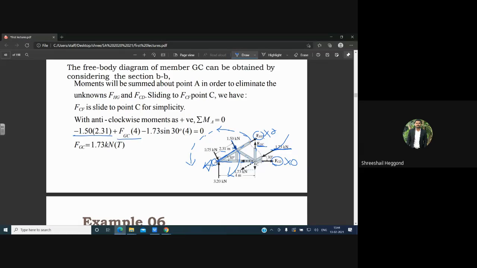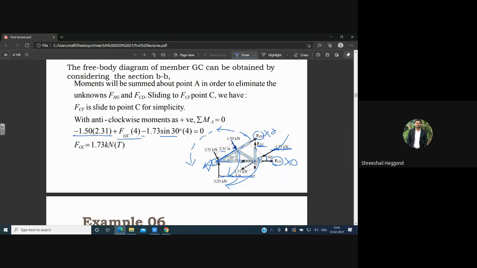FGC into perpendicular distance, which is given as 4 meters, and minus 1.73 kilonewton, which is already calculated in the previous step, into angle of inclination 30. Therefore, it is sin 30 into perpendicular distance of 4 from the point C, which is acting downward, which means it will be in the clockwise direction. Clockwise direction is negative sign.